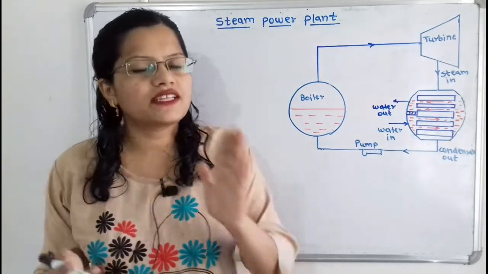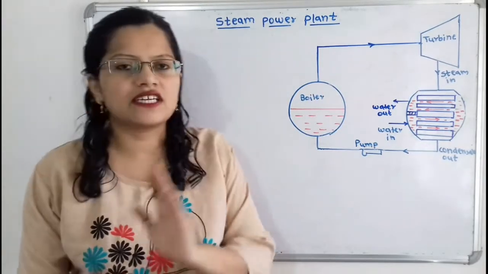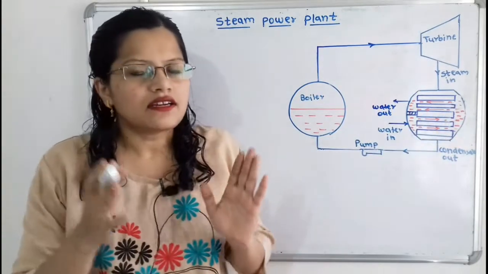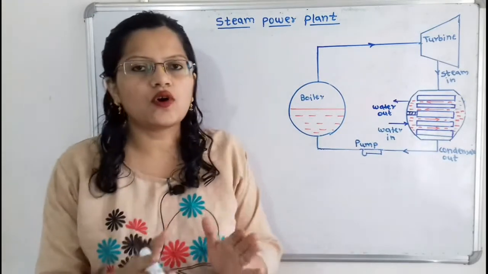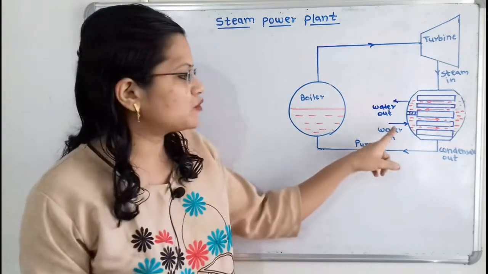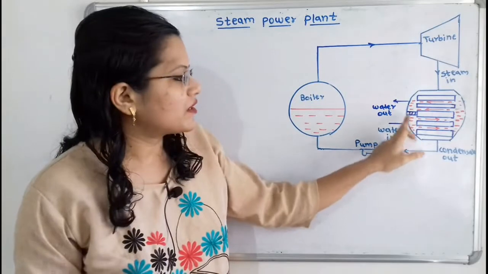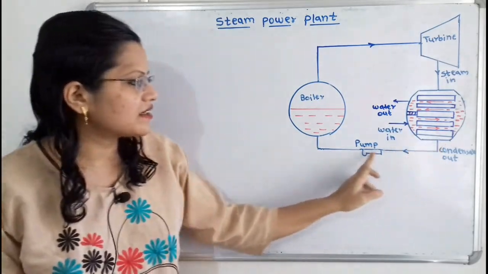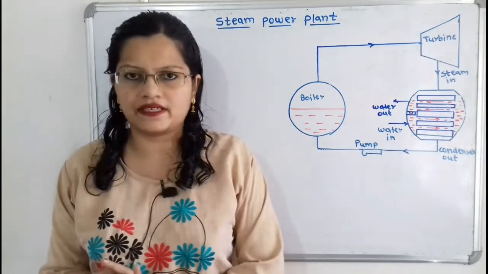That means the phase change process is taking place, and during this phase change process the heat released is getting absorbed by this water, and the temperature of steam inside this condenser remains constant. Only the heat released during the phase change process is absorbed by the water, and there is the temperature difference between this water inlet and water outlet. Now this condensate from this condenser is again pumped to the boiler, and this cycle is completed.